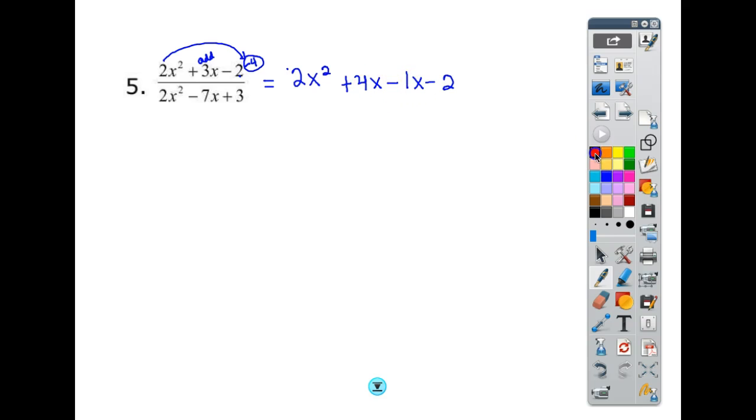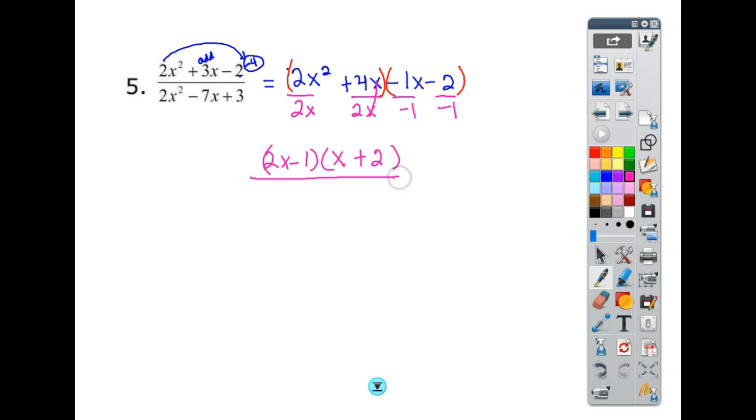Okay, so now we're actually going to do the grouping process. So you group, okay, what will 2x squared and 4x both divide by? 2x. What will negative 1 and negative 2 both divide by? A negative 1. So 2x minus 1 is one of our terms, isn't it? Okay, the other term is going to be what we get when we divide these. When we divide 2x squared divided by 2x, what do we get? We get an x and we get a 2. Okay, so we can just leave that right there. So that's the top one we grouped.